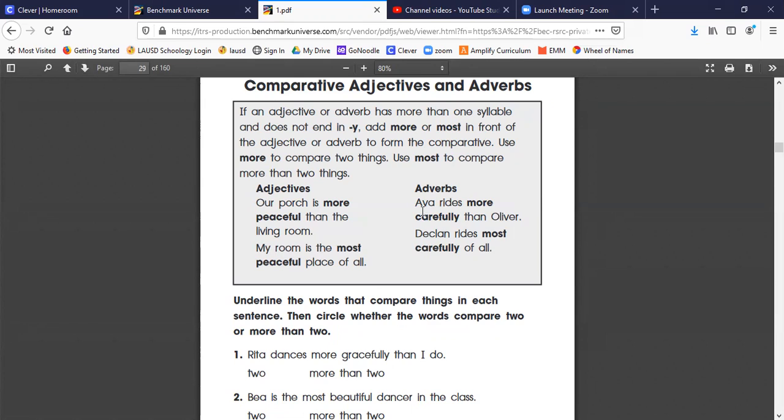With the adverbs, Ava rides more carefully than Oliver. We're comparing Ava and Oliver. So we have carefully, and we're adding in the word more because we're comparing two things. Ava rides more carefully. Declan rides most carefully of all. So when we're comparing more than two, we're using the word most. So most is like EST, more is like ER.